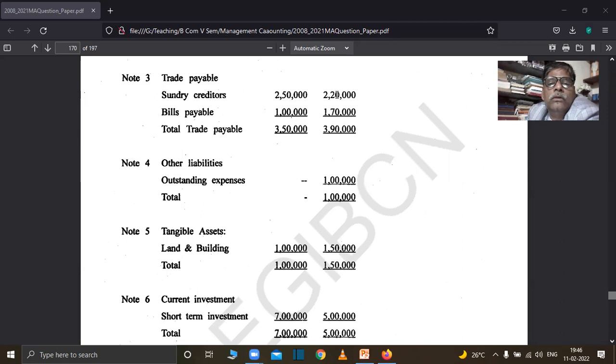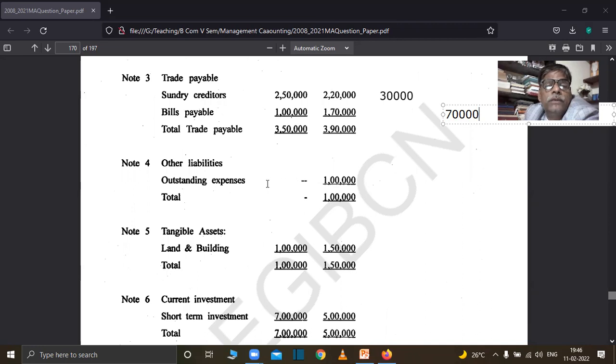2,50,000, 2,20,000. Decrease is there. So you have to write the decrease in the increase column, 30,000. And bills payable, 1 lakh, 1,70,000. Bills payable increased. So this you have to write in the decrease column, next column. 70,000 is the increase. Increase goes to decrease column, for liability.